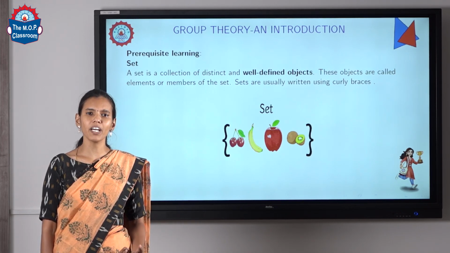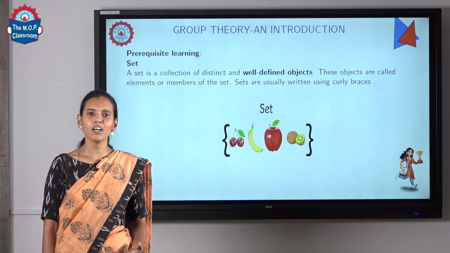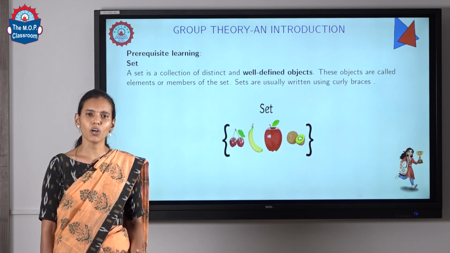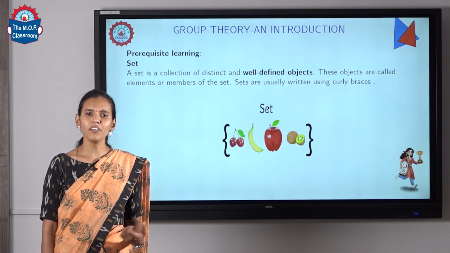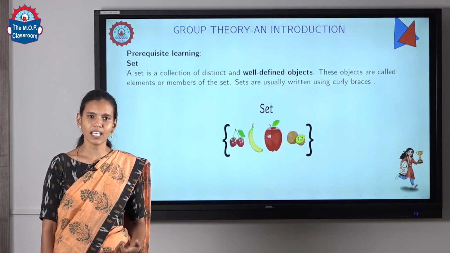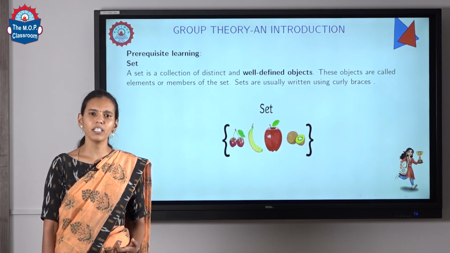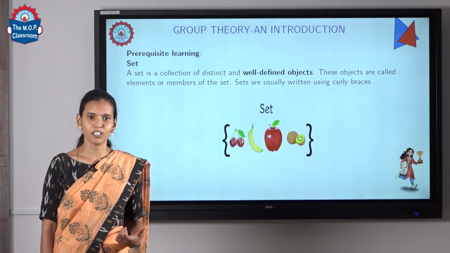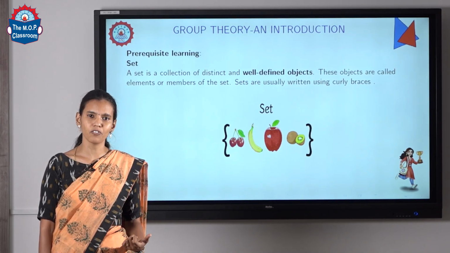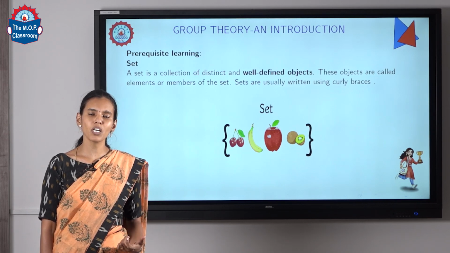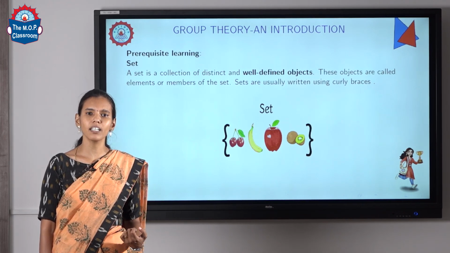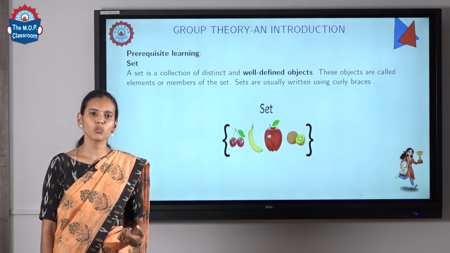Well-defined is, if I ask a person to classify or select a set of people who are beautiful in the class, it is not a well-defined word. Why? Because beauty differs for people. If I say that we are collecting a set of fruits, it is universal, wherein apple is universally known by everybody. Here I have given an example as a set of fruits, where we have the set of distinct fruits like apple, cherry, banana. Those are the well-defined objects and we are collecting them and making them a set. Each element is put under curly braces to represent the set.